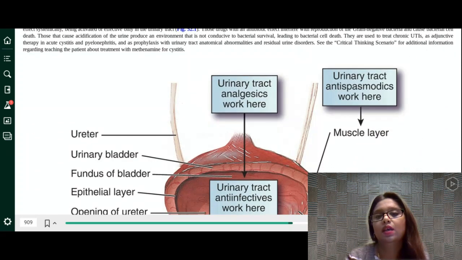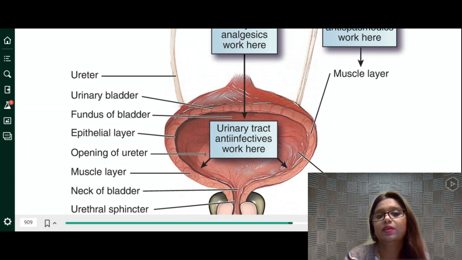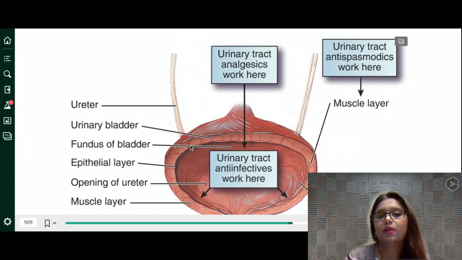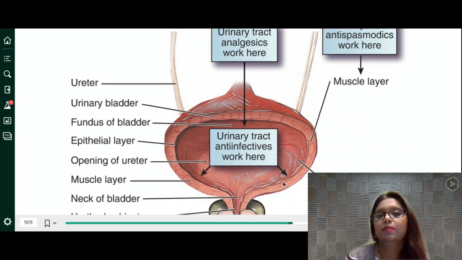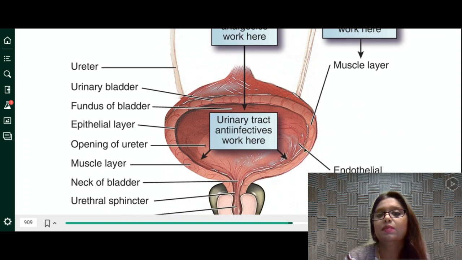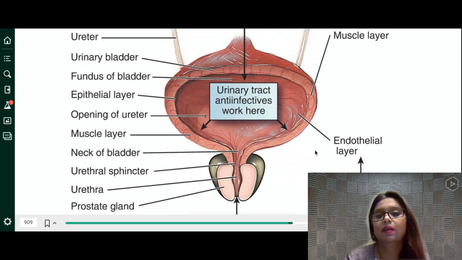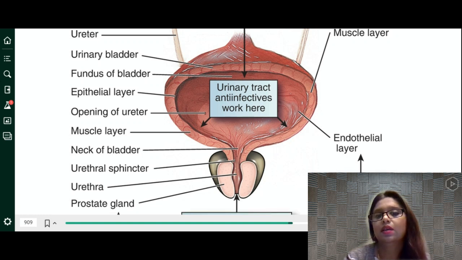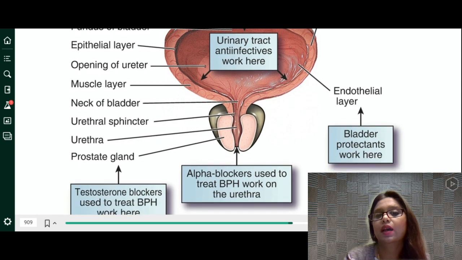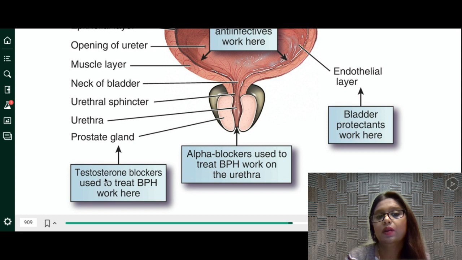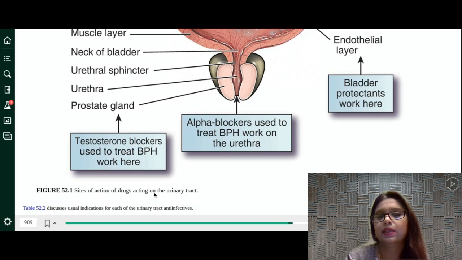All right. So here's a nice picture of a male urinary tract system. This is for urinary tract analgesia, medication that will reduce the amount of spasm in this muscle, because your bladder is technically a muscle. Now this is the prostate gland that could enlarge at times, and we want to reduce the size. That's when we give them alpha blockers to treat benign hypertrophy of prostate. We could also give them testosterone blockers that also treat benign hypertrophy of prostate.